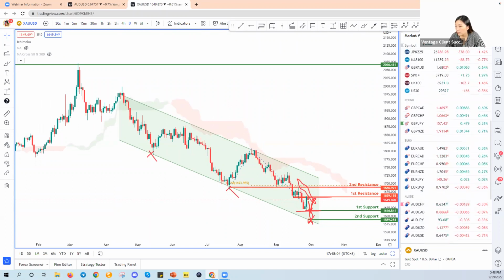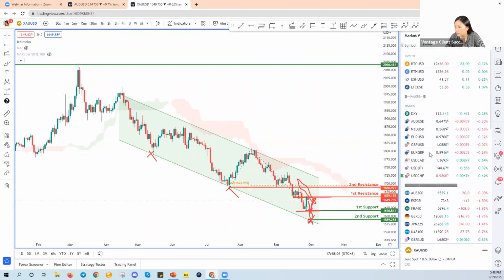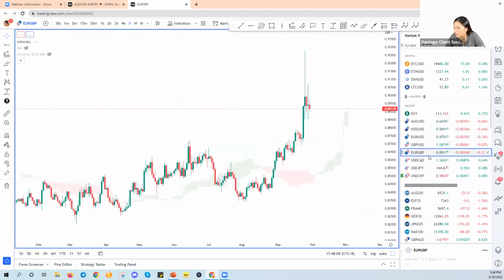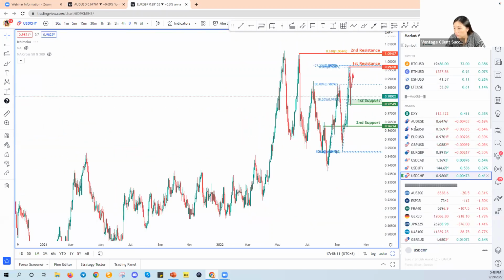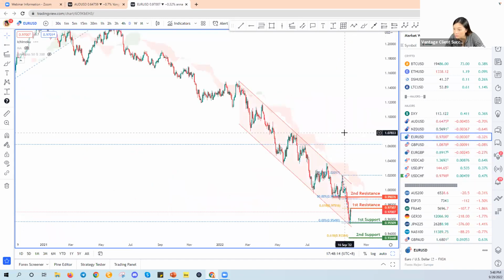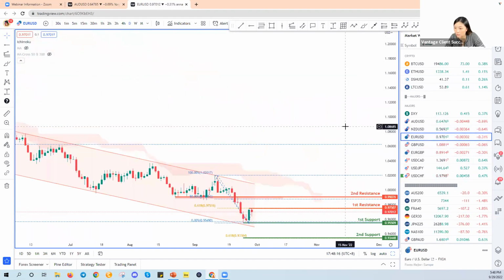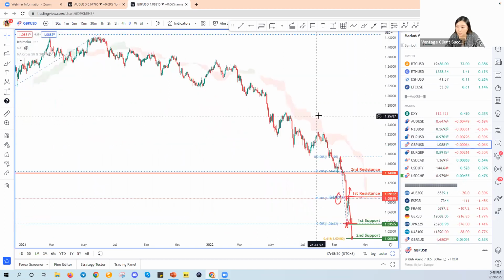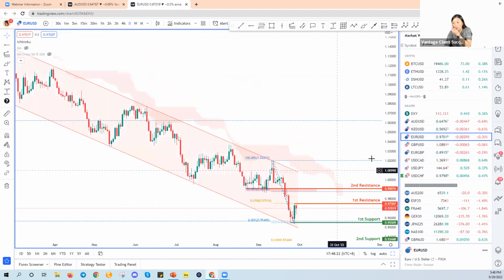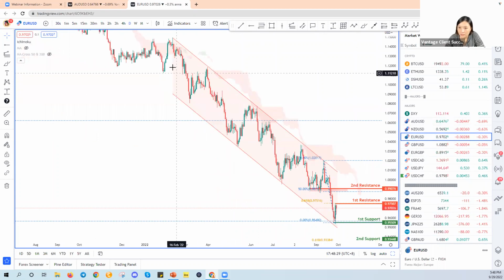Okay, let's do a popular pair. How about Euro? Or how about Swiss franc? Oh, Swiss franc, we have done it. Euro USD, have we done this? We haven't done it, right? Yeah, we haven't done it. So let's do one last Euro USD before I end this session with you guys, okay?